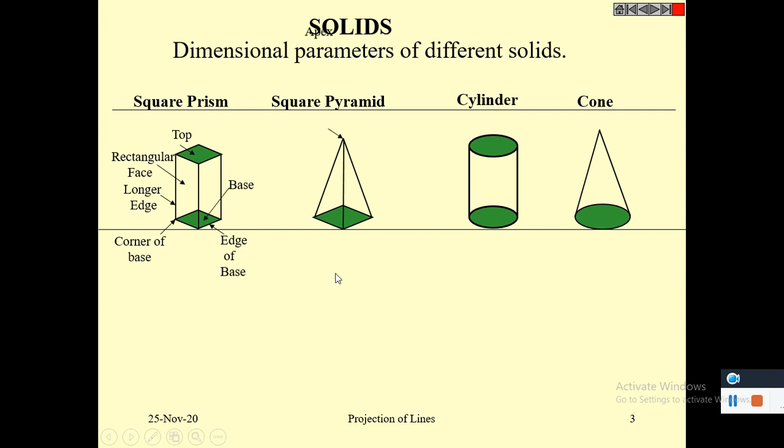This is called the apex of the pyramid, the slant edge, the base, edge of base or base edge, corner of base, triangular faces. The square pyramid has four triangular faces, and then the cylinder and cone.